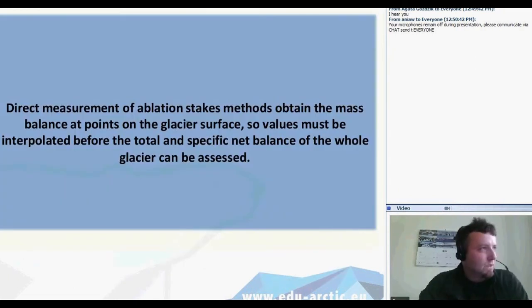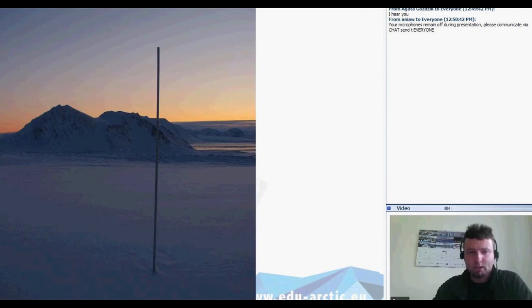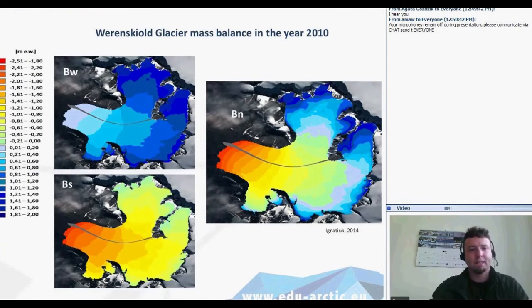So we have those direct measurements of ablation stakes. From this, we obtain the mass balance at different points of the glacier surface because we have this net of ablation stakes. And to get the whole glacier mass balance, we need to interpolate all those ablation stakes and measurements. So we have this net of ablation stakes in different parts. That's how they look. We measure that.